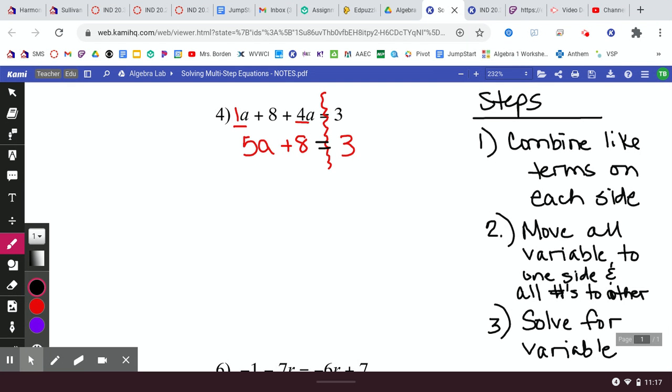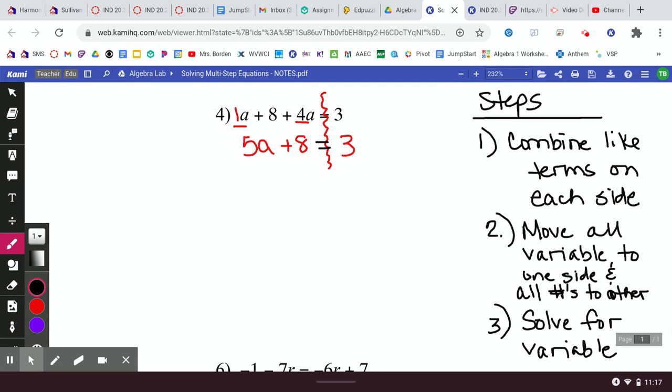All right. So the first step is combine like terms on each side. We looked at the left side and we had an A, a 1A, and a 4A. We combined those into 5A, right? We weren't subtracting or moving anything. We're just combining like terms. And then that plus 8 stayed over there. It was by itself, and then equals 3.